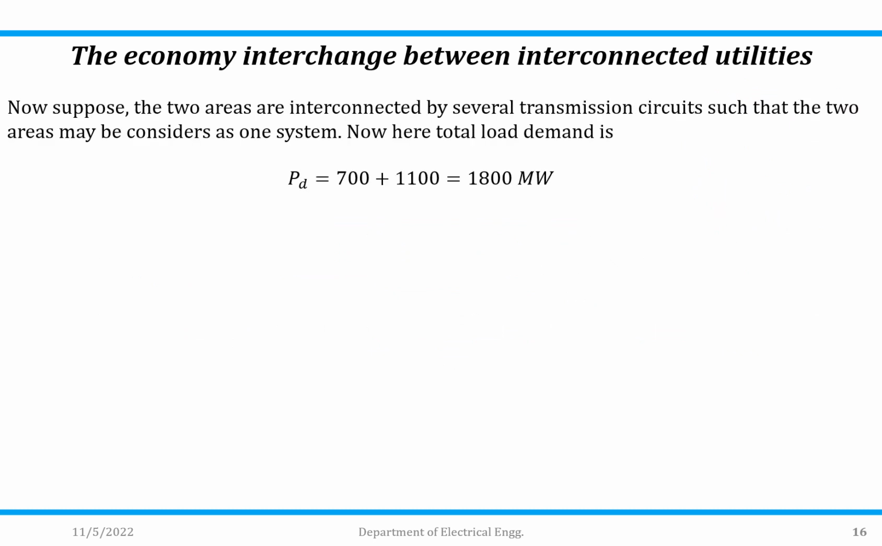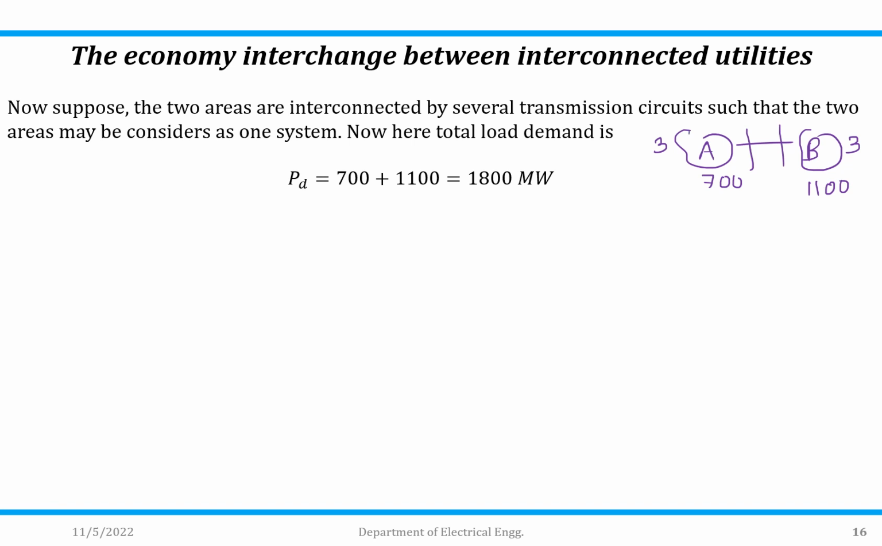Now let's take two areas that are interconnected. Let's say this is area A and area B, which are interconnected. Now what will be the total demand? Initially for area A it was 700 megawatt. For area B it is 1100. If interconnected, it now includes 3 generators. So individual economic load dispatch we have already calculated.